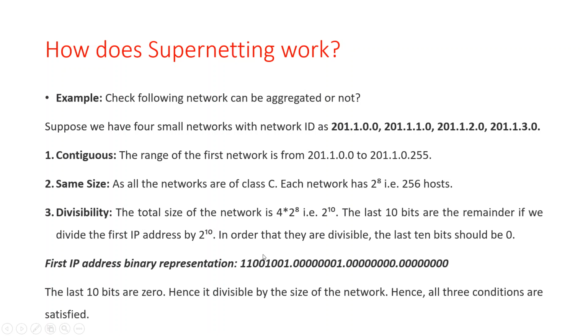So in order that they are divisible, the last 10 bits should be 0. The first IP address binary representation is, okay, so what is our first network ID? 201.1.0.0. So we are converting this ID into the binary representation form. We have to convert this 201 into the 8-bit binary form, 1 also, then dot 0 and dot 0. Okay, so this is the binary representation of this first network.